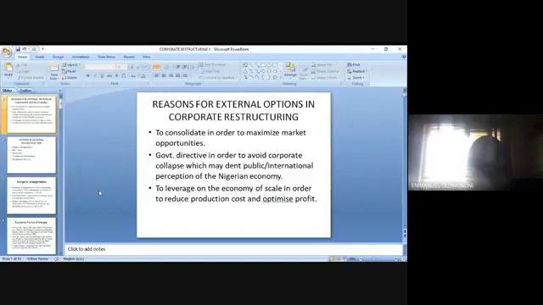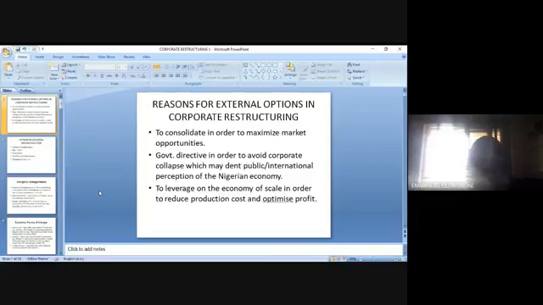What could be the likely reason for external corporate restructuring? Number one, it could be the need to consolidate in order to maximize market opportunity. In other words, two companies can come together in order to maximize opportunities in the market. Number two, it could be government directive in order to avoid corporate collapse, which it is believed may dent public and international perception of the Nigerian economy.